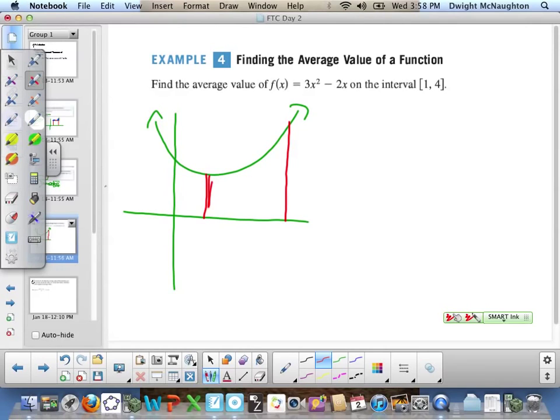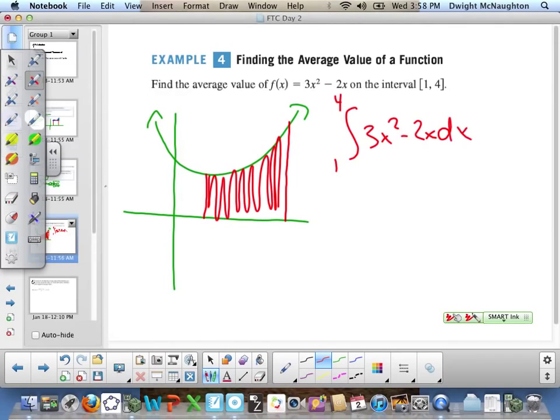Well, first we're going to find the total of all those rectangles that we draw, those infinite rectangles. And we do that with the definite integral. And once we found the total of it, we divide by the width, b minus a, and that'll find the average. Just like finding the average of a set of numbers: you add them all up and divide by how many there are. Well, that's what we're doing. We're adding all the rectangles up and dividing by the width.